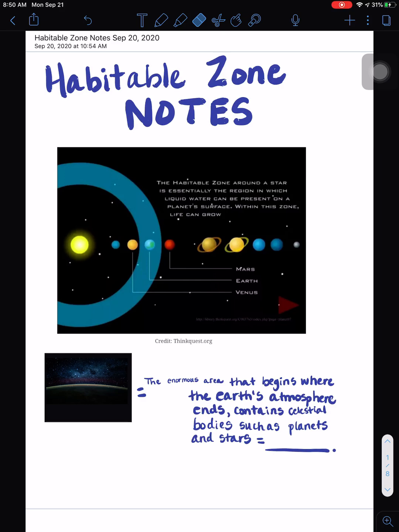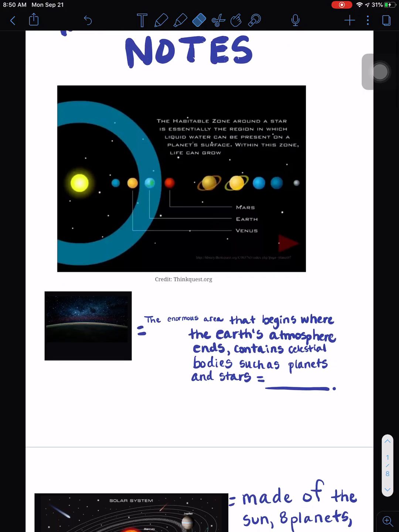Hi there. These are your habitable zone notes. So I want to start with basic and go all the way up to seventh grade information about habitable zones. So I want to start with right here.